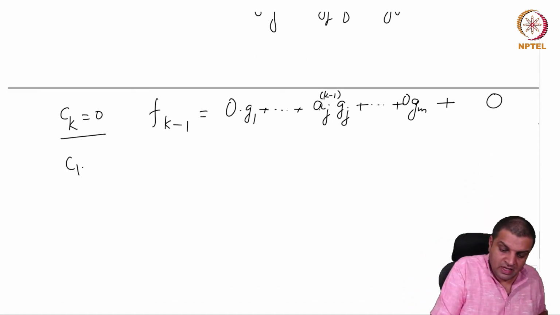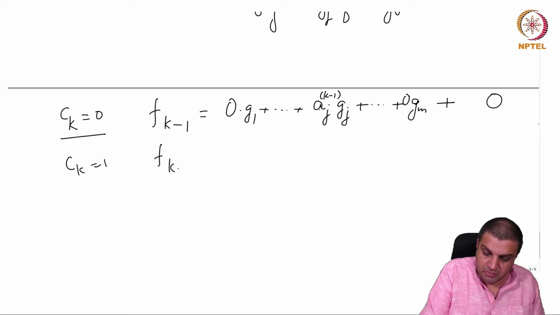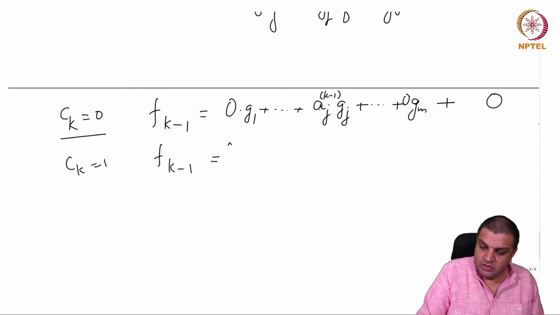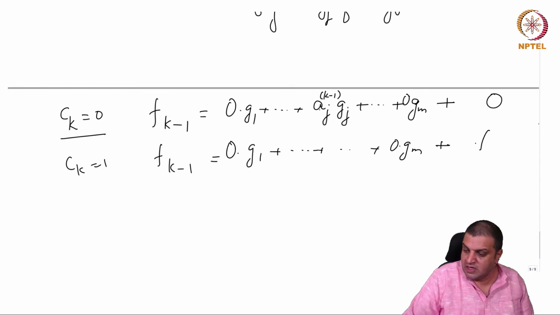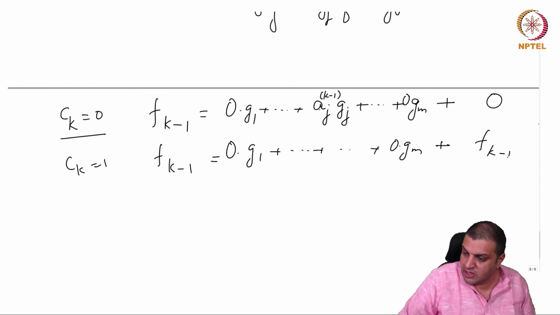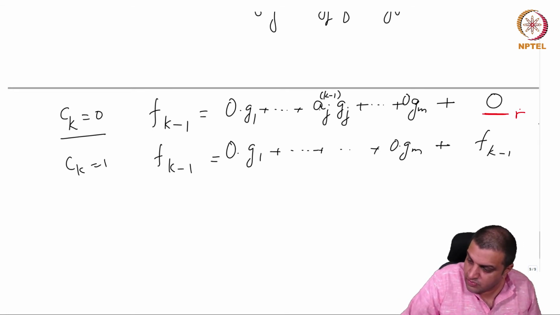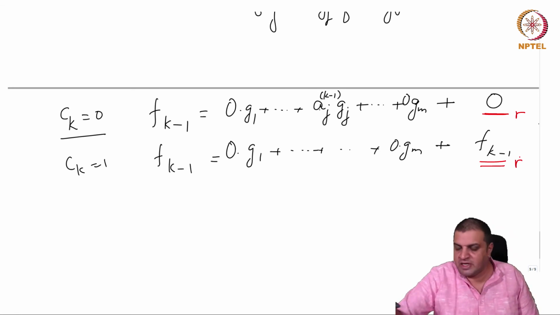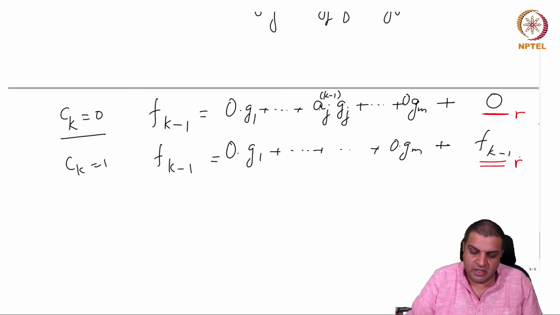If ck is 1, then we would just write fk minus 1 is 0 times g1 plus and so on up to 0 times gm, none of the g's are involved, plus fk minus 1. Notice that this is what r is in this case. So we are just writing fk in the fashion the theorem wants. So the theorem holds for fk minus 1.